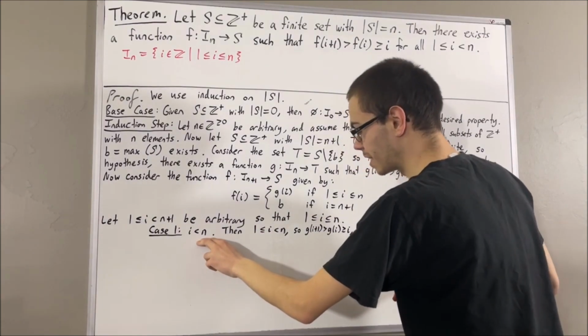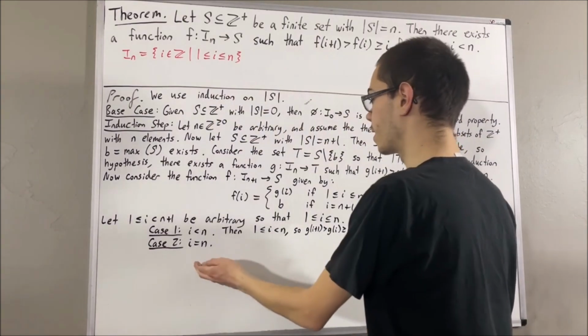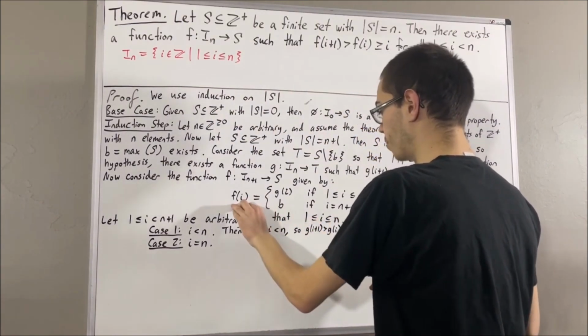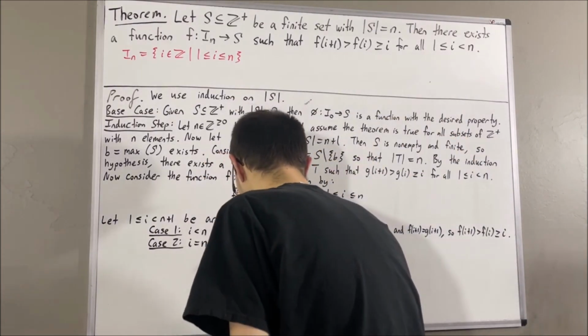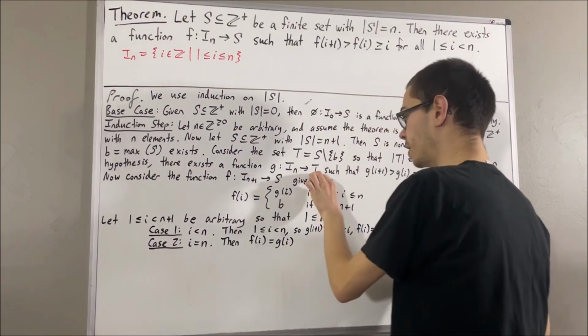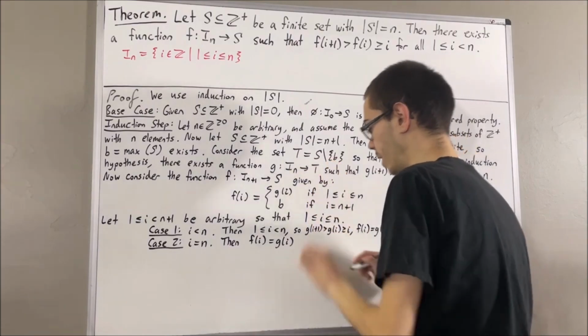Now let's consider the case i is equal to n. Well then, in this case, again, we know that i lies between 1 and n. So f(i) is going to be assigned to g(i). And we know that g(i) is an element of T. And all elements of T are not equal to b. So g(i) is not equal to b.